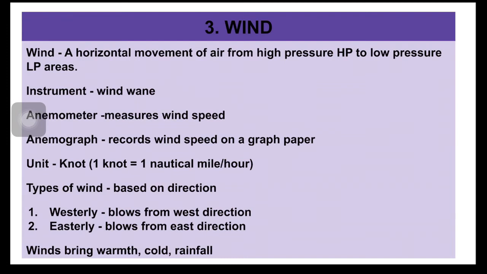Based on the direction of origin, there are two types of wind: westerlies, which originate from the western direction, and easterlies, which originate from the eastern direction. If the wind has originated from the warmer areas, it brings warmth. If from colder areas, it brings cool. It makes the atmosphere cool. And if it has moisture, humidity, it brings rainfall to the areas wherever it blows.